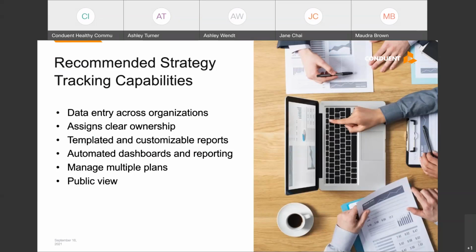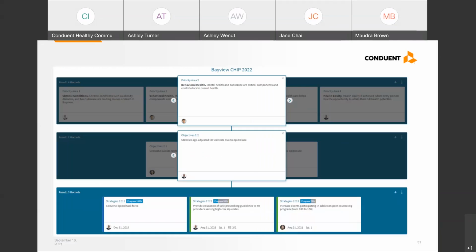I'll be showing some examples of these features in HCI's strategy tracking platform, which is in partnership with Invisio. But we understand that you may not currently have a platform, but we hope that this might provide some inspiration for you. We love that when you utilize a tool like this, it enables you to better organize, visualize, and build your plan. Here we're looking at one way to view an objective in our plan.